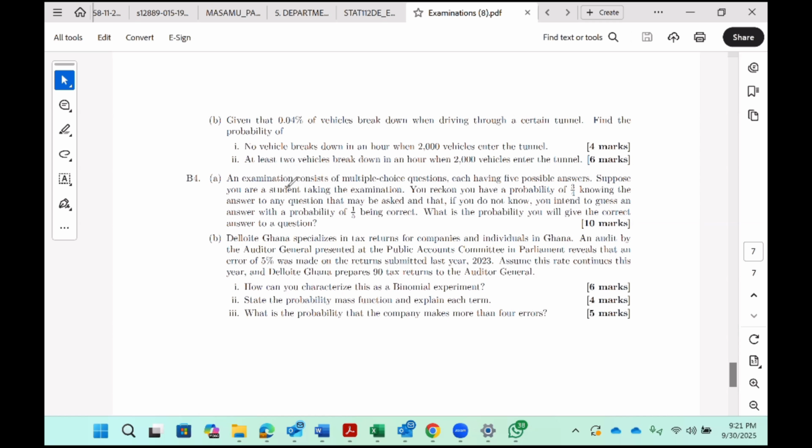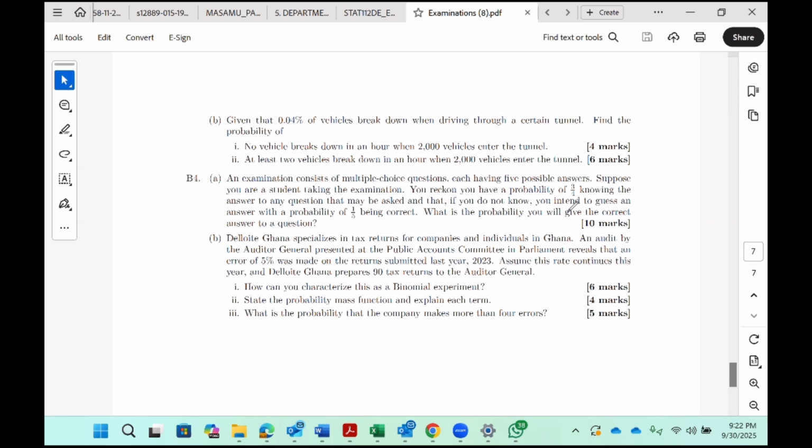So here we have multiple choice questions, each having 5 possible answers. Suppose you are a student taking the examination. You have a probability of 3/4 of knowing the answer to any question that may be asked. So the chance that you may not know the answer is what? 1/4. Also, if you do not know, you intend to guess an answer with a probability of 1/5 of being correct.